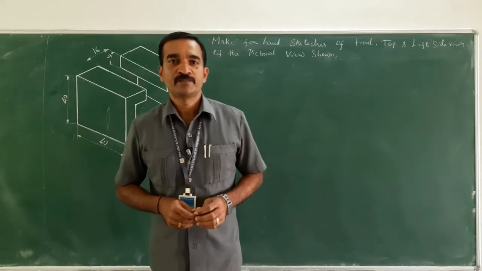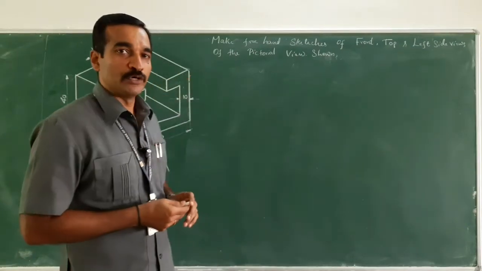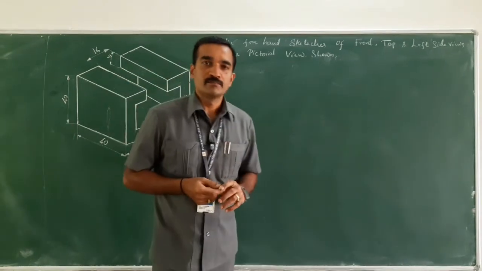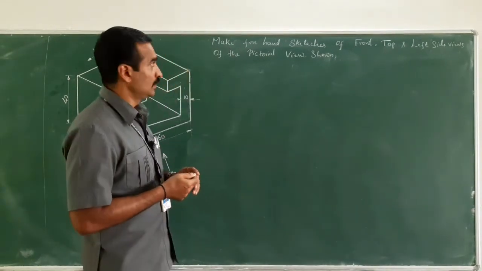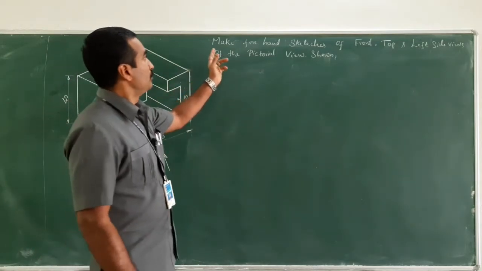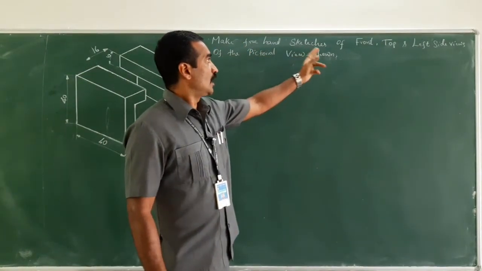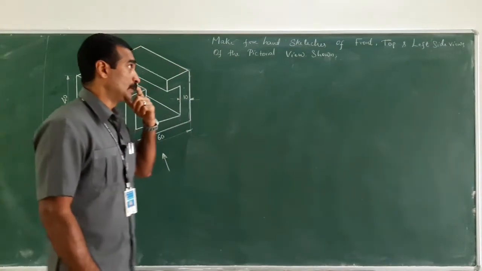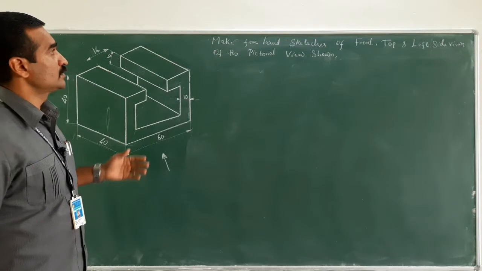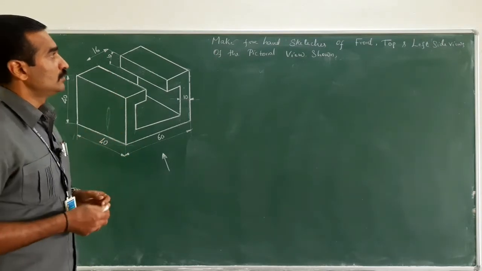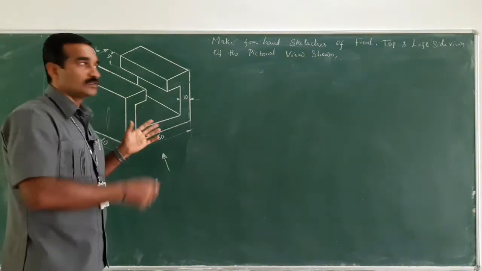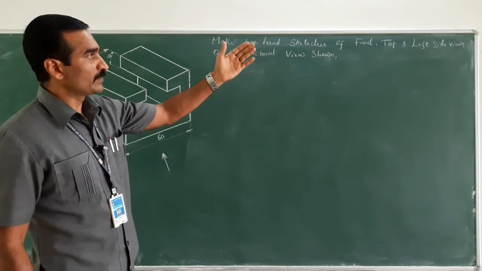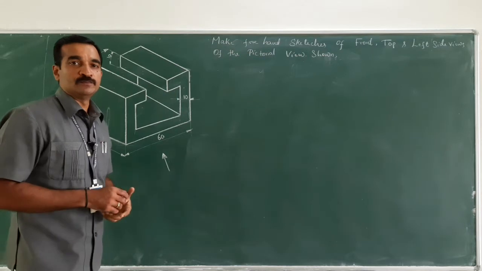Happy morning, students. For this session, I am going to solve a problem from the orthographic view by using freehand sketching. Let me read out the question here. Make freehand sketches of front, top and left side views of the pictorial view shown. So, what it says, I need to draw from the pictorial view three views. What are they? Front view, top view and left side view.